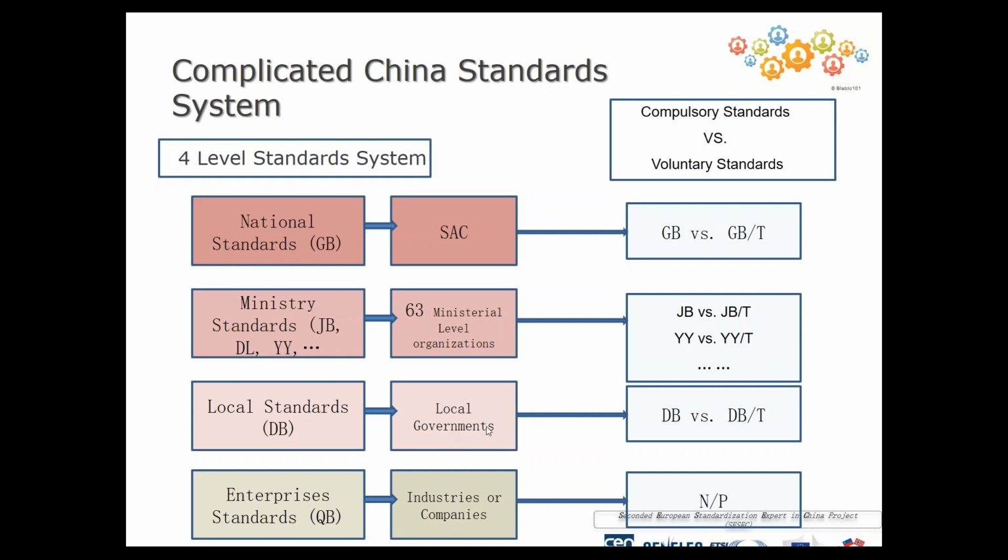And in the third level, we have local standards like some provincial or city standards. And in the last layer, we have enterprise standards, which are made mainly by industries or companies for their own references. So we can see that the standards from different organizations have both compulsory and voluntary types. For example, for national standards, we have GB versus GBT. GB is compulsory and GBT is voluntary.